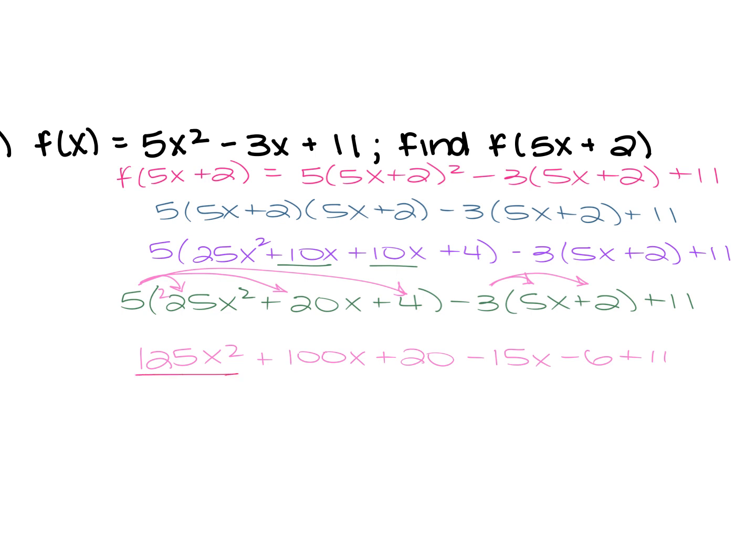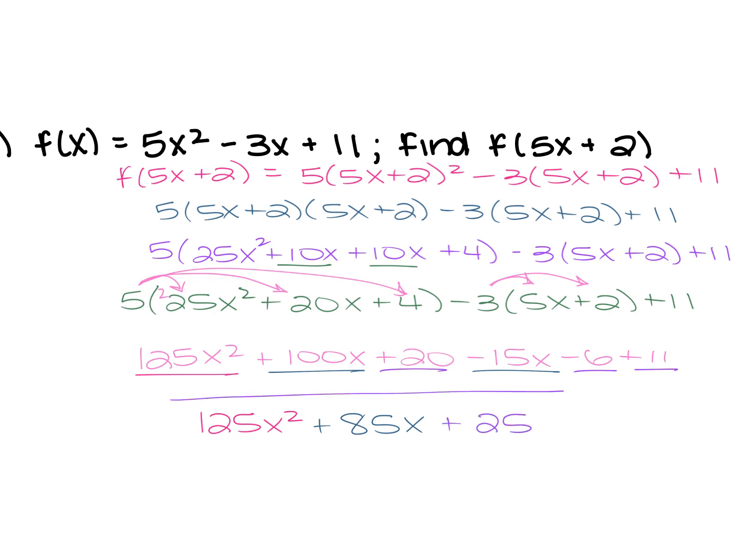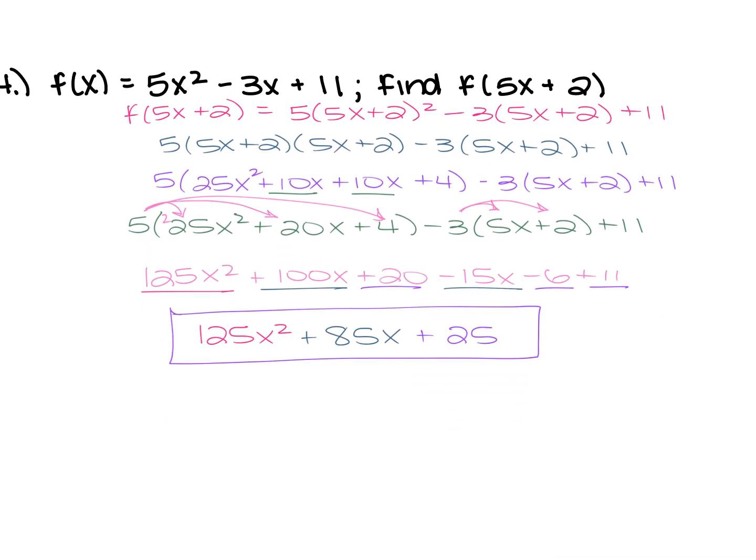You don't have another x squared, so that 125x squared drops down. You have 100x minus 15x, which is going to give you a positive 85x. Next, you have the 20 minus 6, which is 14, plus 11, which is 25. So you have 125x squared plus 85x plus 25.